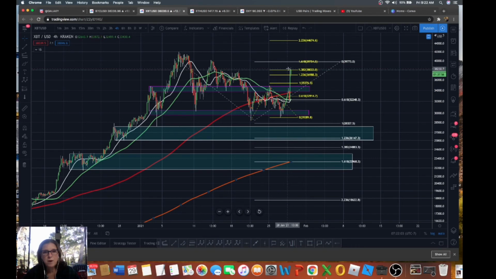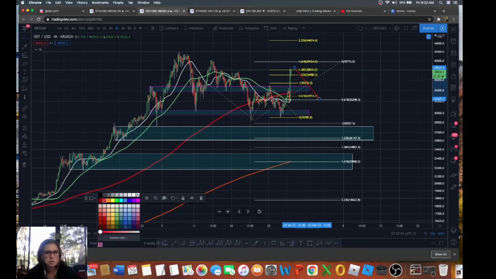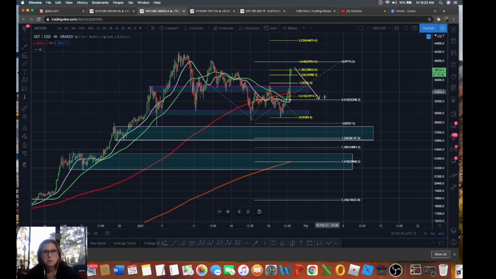Then I would expect our next move to either truncate at this 618 and be very bullish, or we would come down to one of these corrective extensions here in this support or this support.